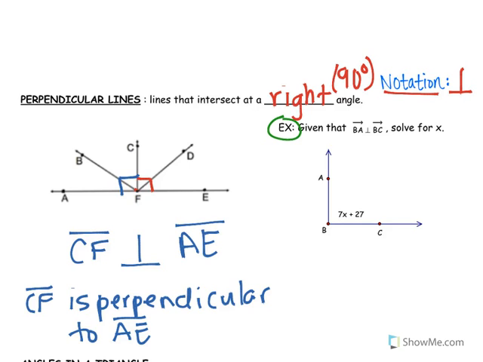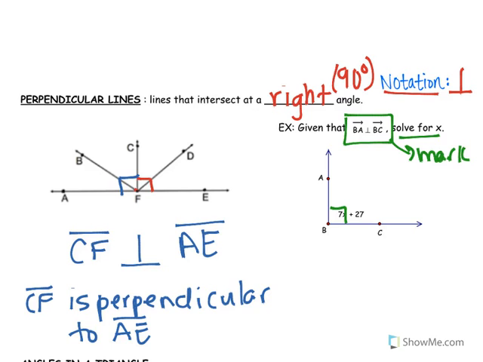So if we look at this example here, it says that I'm given that, notice BA, that ray, is perpendicular to BC, and they're asking me to solve for x, which means I need an equation. But let's always mark the diagram first. How do I mark something that is giving me perpendicular lines? Well, perpendicular lines intersect at a 90-degree angle. So I have a 90-degree angle right here.